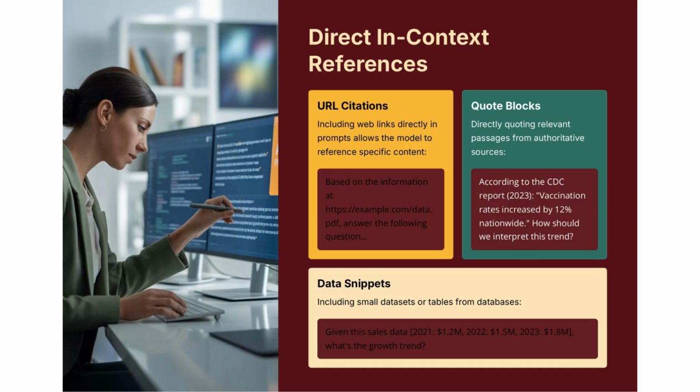Direct in-context references enhance accuracy by using specific sources. URL citations allow precise content referencing, like the CDC's report on vaccination rates increasing by 12% in 2023. Quote blocks provide authoritative insights, such as sales data showing growth from 1.2 million in 2021 to 1.8 million in 2023.